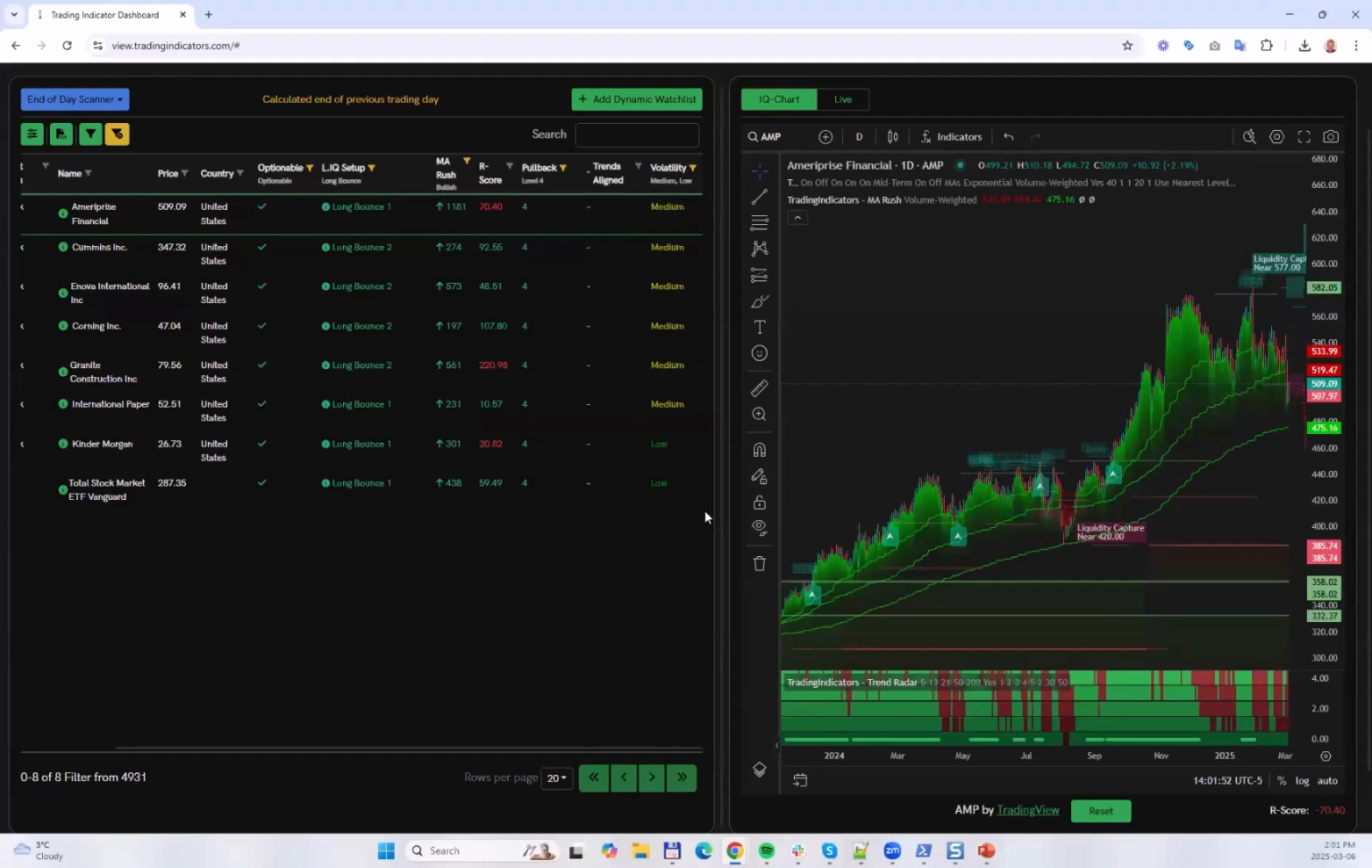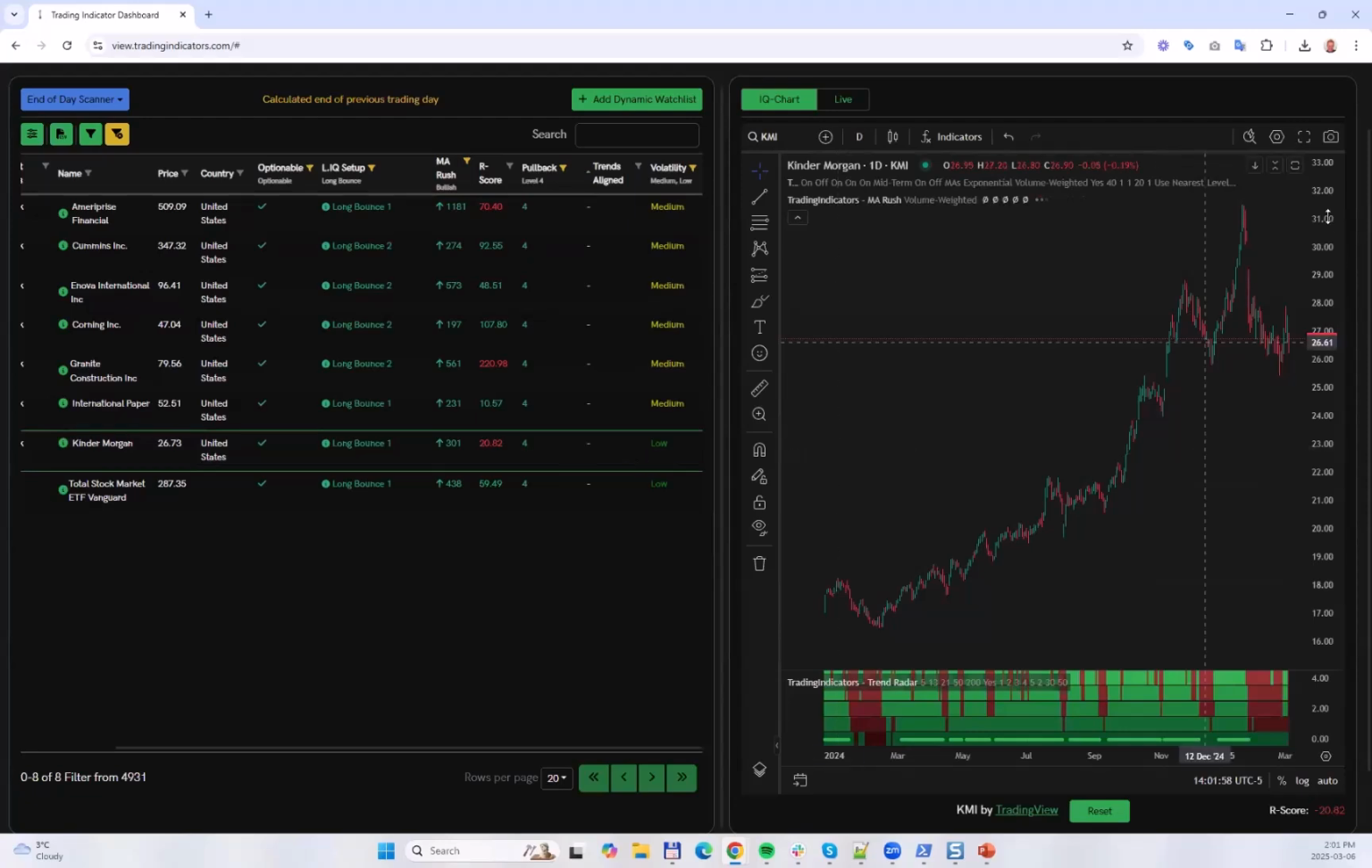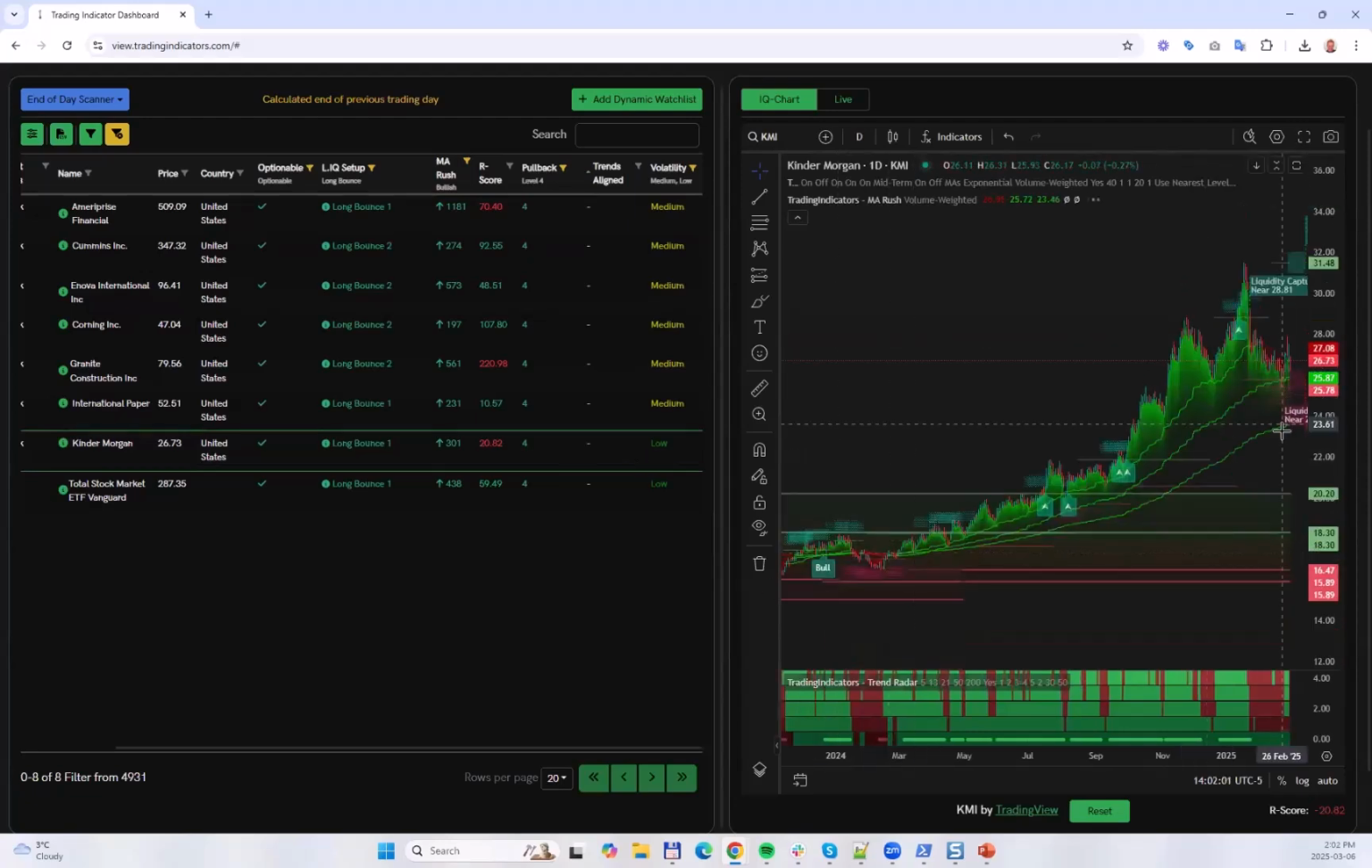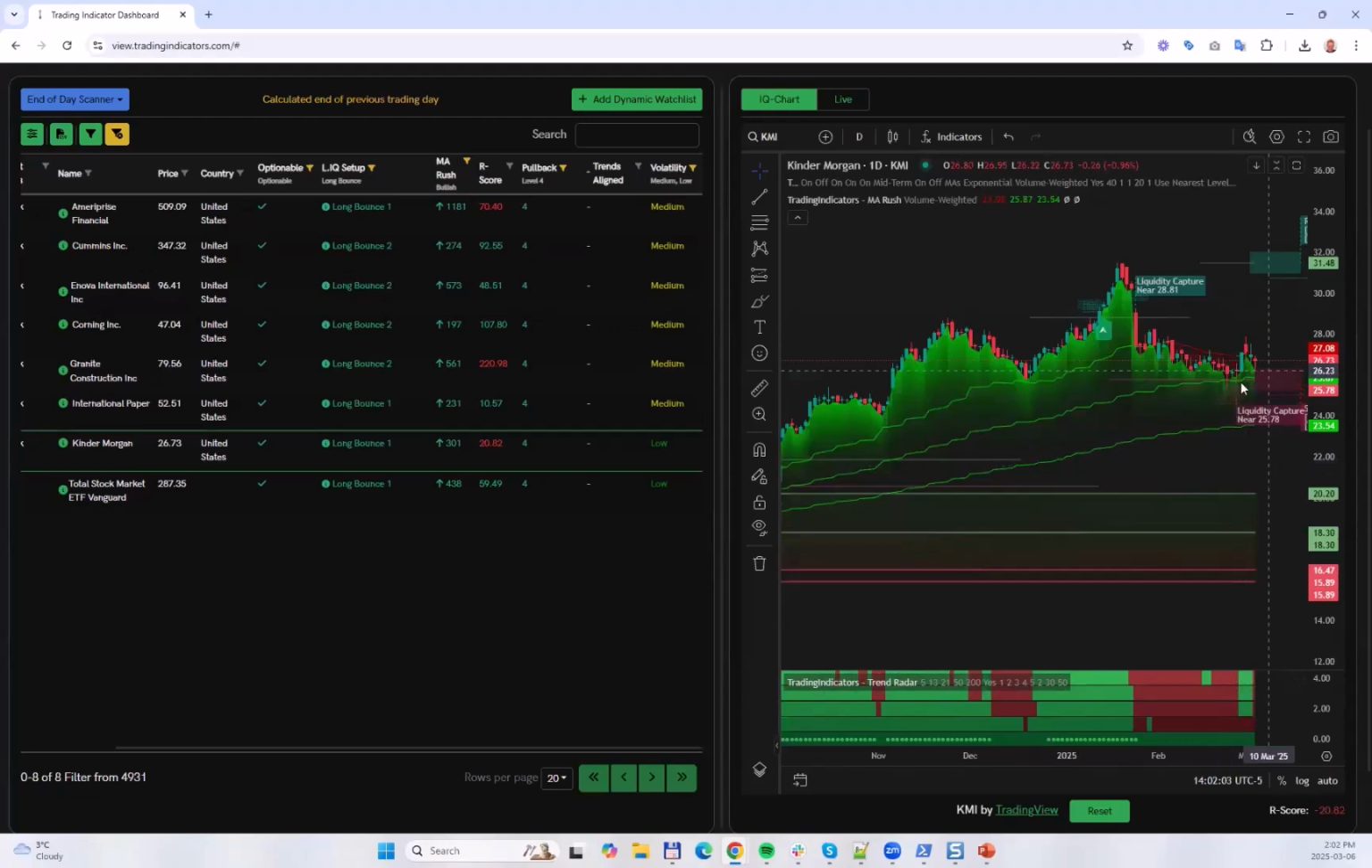If I want to go even more extreme, maybe I'm going to go to a lowly priced or a low volatility stock. This one here, Kinder Morgan. Same here, long-term uptrend, nice pullback, directly to support. It's optionable. Level 4 pullback, low volatility. And again, if you're an options trader, you want to find things with low volatility because you want to buy these options as cheap as possible.